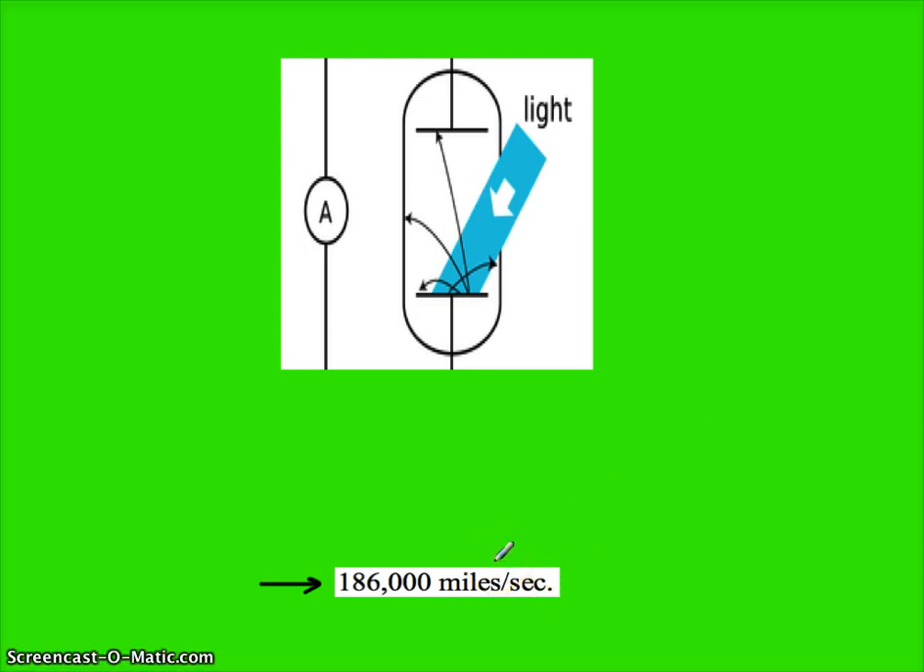Now think about how big 186,000 miles is. The circumference of the earth is not even close to 186,000 miles. So light could travel completely around the earth in less than a second. The moon is about 200-something thousand miles from earth, so it takes 2 seconds or less for light to reflect from the moon to the earth. 2 seconds, 1, 2, and that's how long it takes. We have found nothing in the universe faster than the speed of light.